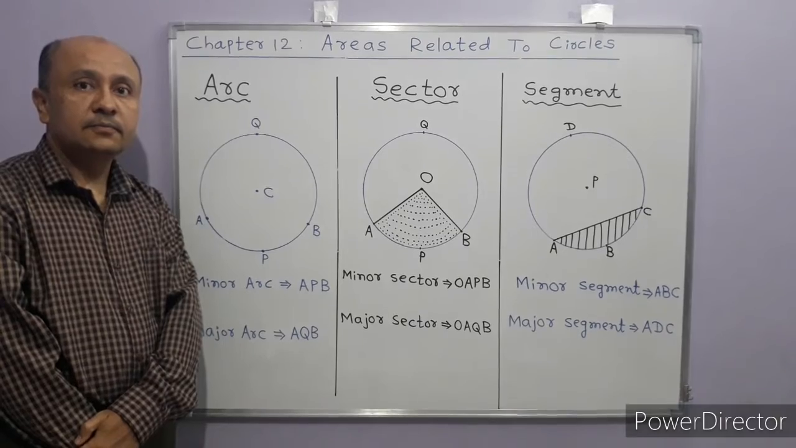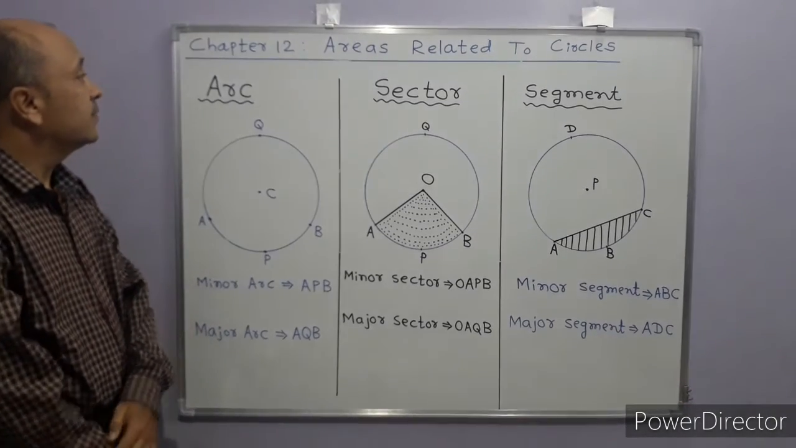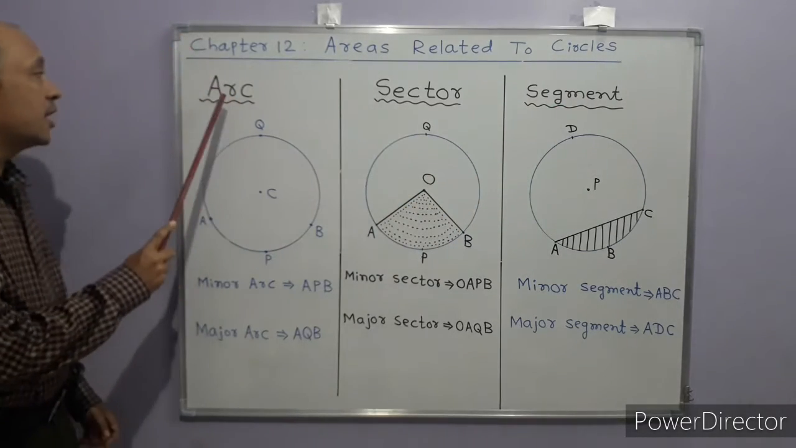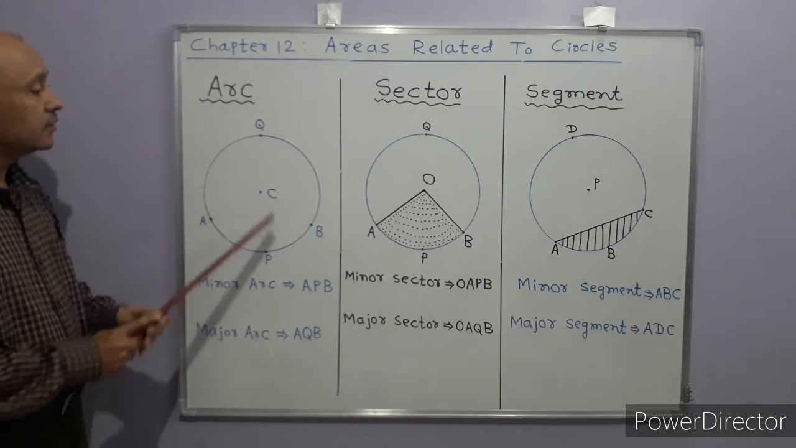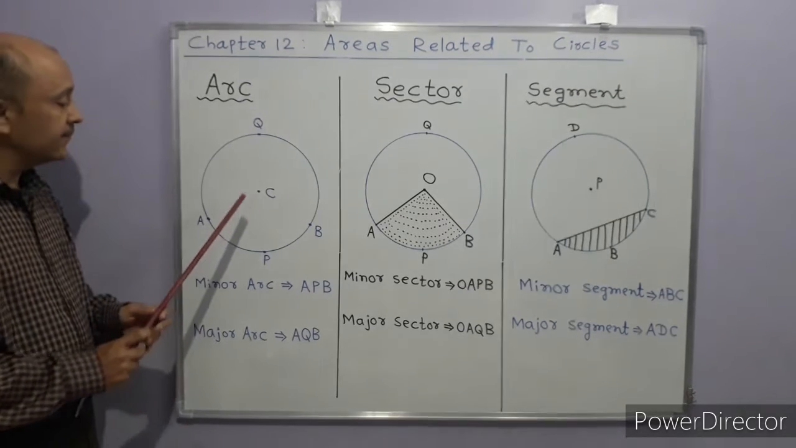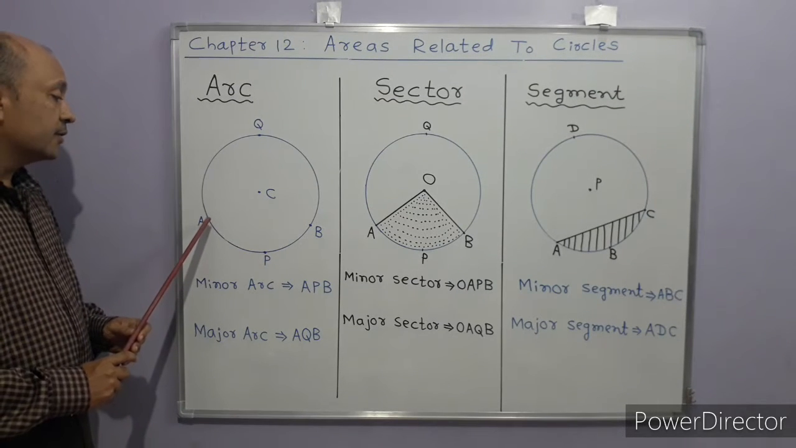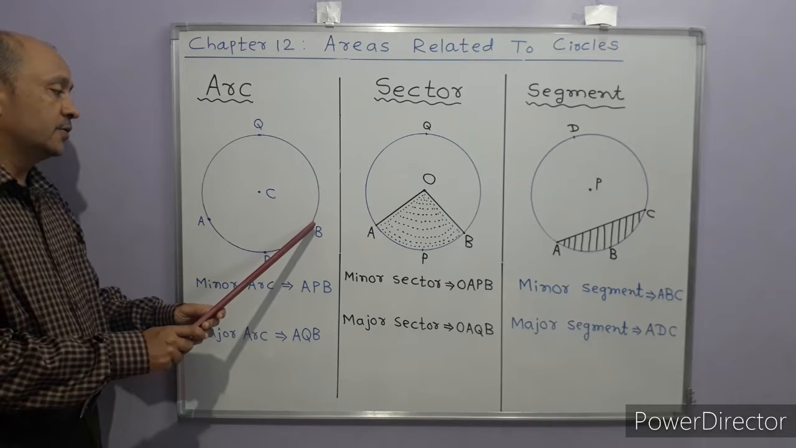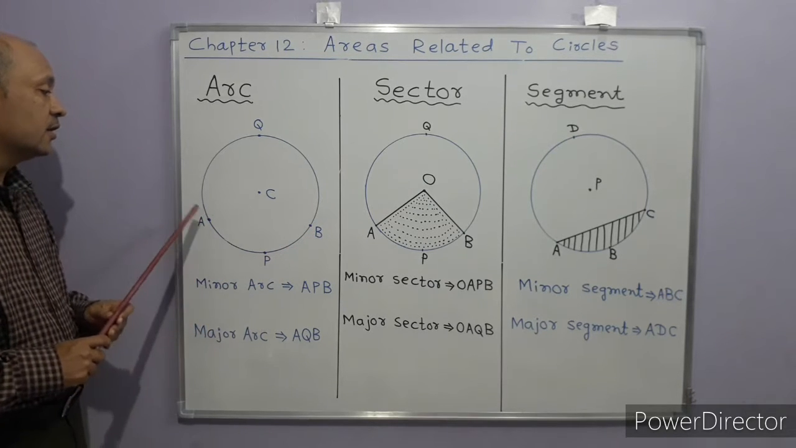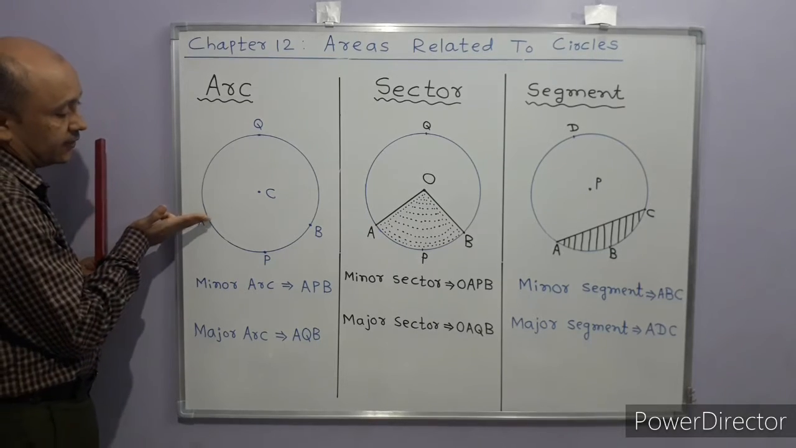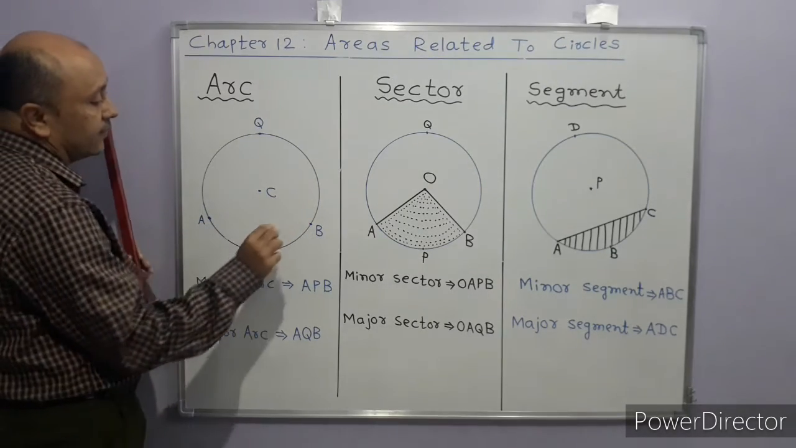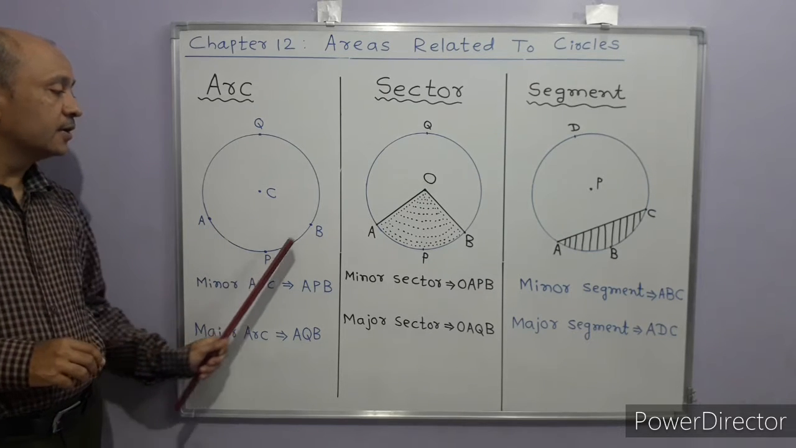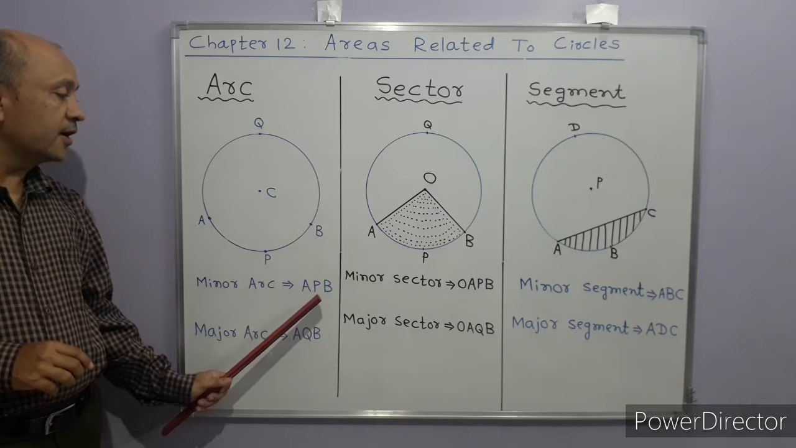Students, let us see the next concept, that is arc, sector and segment. So what is an arc? The figure is drawn, the center of the circle is C. Then an arc is joining any two points on the circle. If you cut the circle from here, a part of the circle will be obtained, that is APB. So it is called a minor arc.